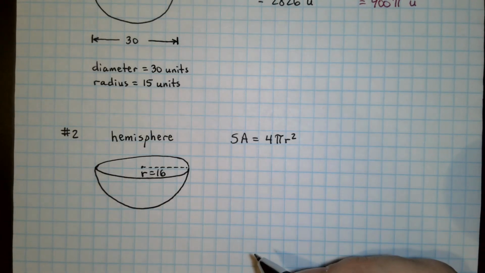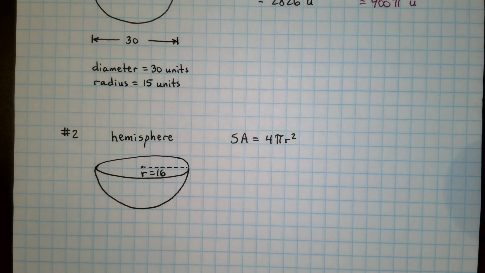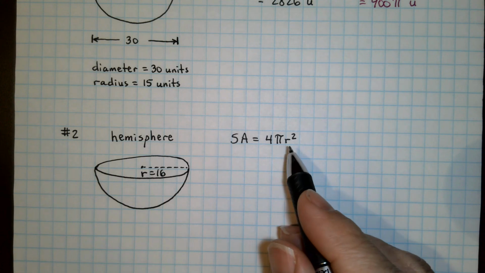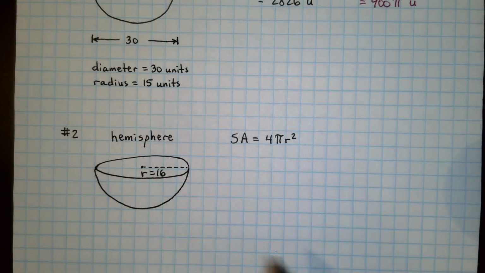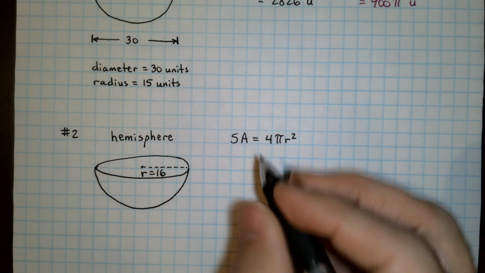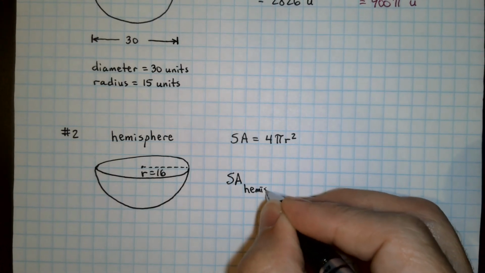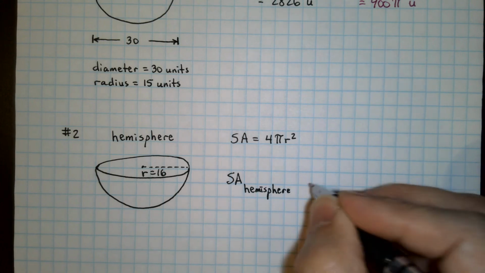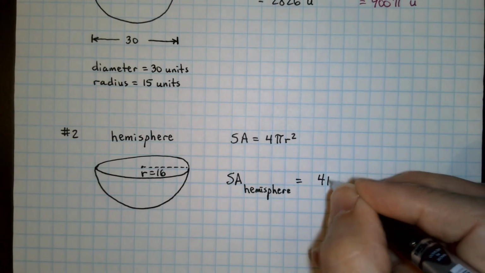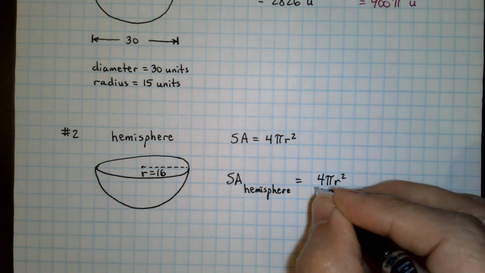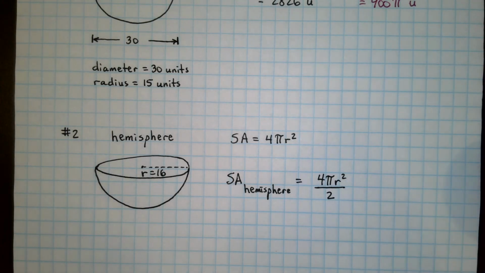And we're still going to use the same formula, but we are going to have to adjust it somewhat. Because this is half of a sphere, and the formula is for finding the total surface area of all the curved surface of an entire sphere, we're going to have to divide this by 2. Okay, so for the surface area for a hemisphere, we're going to take the surface area for an entire sphere and divide it by 2 because we have only half of that.